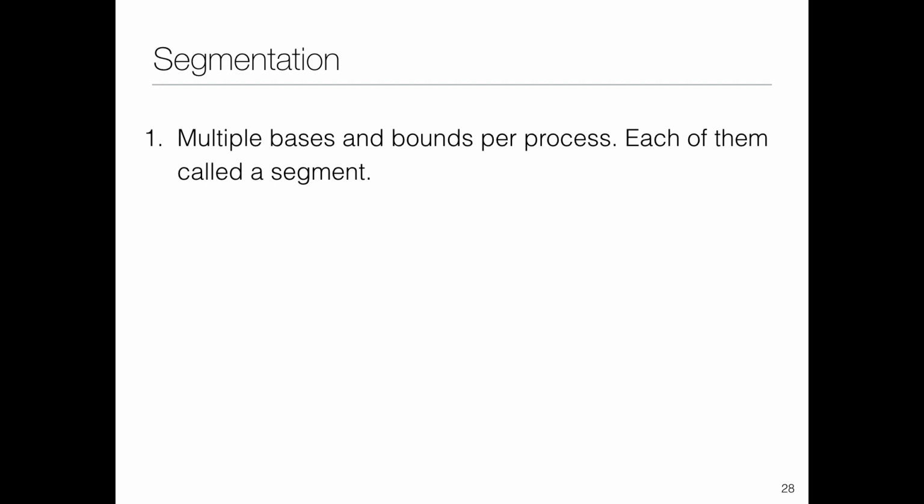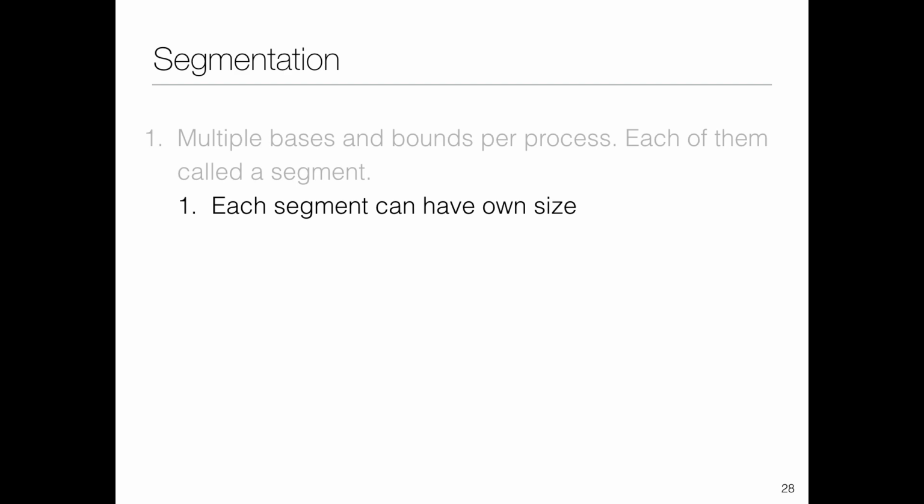So segmentation is similar, but different in the sense that instead of having a single base and bound per process, now how many base and bound registers do we need to store? How many pairs of base and bound do we need? 3 pairs, or the number of segments. In this particular example, we had 3 segments. If we have X segments, we have 2X registers, or X pairs of base and bounds. Each base and bound corresponds to a segment.